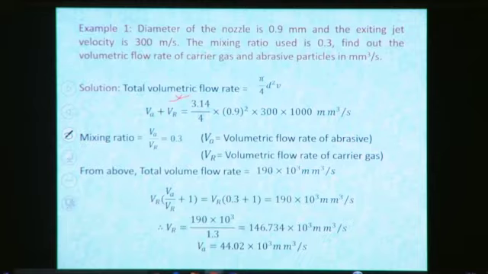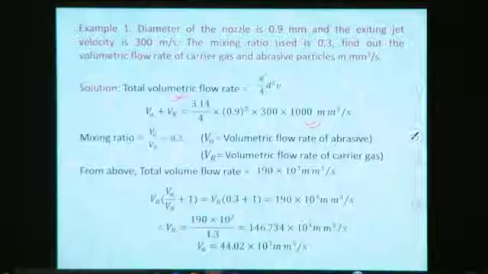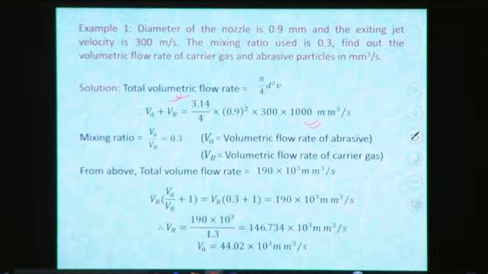So this volumetric flow rate is pi by 4, 3.14 by 4. D is 0.9 millimeter, the nozzle diameter, and then velocity is 300 meter per second. So 300 into 10 to the power 3, it will give millimeter cube per second. Okay. Now the mixing ratio, VA, the volumetric flow rate of abrasive by VR, the volumetric flow rate of carrier gas, is already given as 0.3. Okay, now the total volume flow rate from this equation is calculated as 190 into 10 to the power 3.